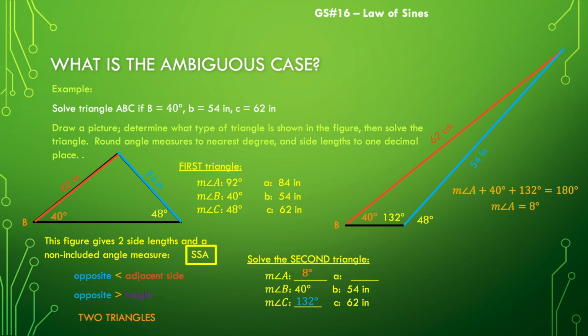All right, now, side length A, we'll have to use law of sines again. But that's the only real application of law of sines for the second triangle. All right, so A divided by the sine of 8 degrees equals 54 over the sine of 40 degrees. Cross multiply, divide out the sine of 40 degrees, and crunch in your calculator, and we will say that the measure or the length of side A is about 12 inches. Okay, so we've got two possible triangles here, and that is about as difficult as the problems get for law of sines, an ambiguous case with two possibilities.